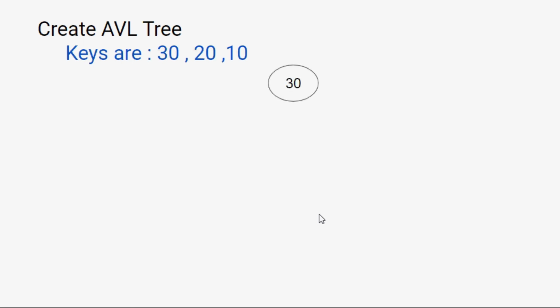Now we also know that an AVL tree is going to fulfill the property of a binary search tree. So we compare 20 with 30. 20 is less than 30, so we place it on the left side, as the left child of 30. Then comes 10. Now 10 is less than 30, and 10 is again less than 20. So we place 10 as the left child of 20. So now we are going to calculate the balance factor.